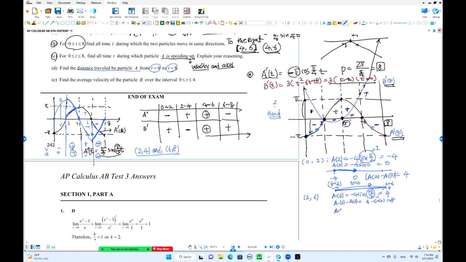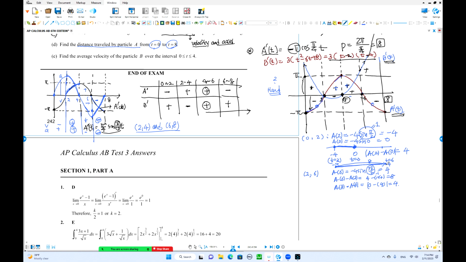Also you can use A to the 8 minus A to the 6. A to the 8 is what? It's 0. And A to the 6 is about 4. Minus 4, and absolute value is still positive 4, right? Travel distance is always a positive number, absolute value. So from here we go back to the left again by 4.